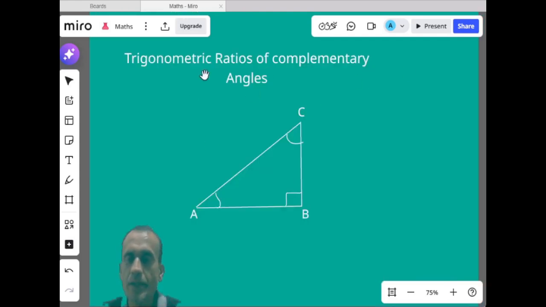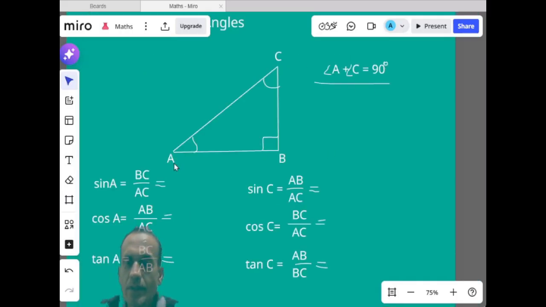Now we go to the next section, that is trigonometric ratios of complementary angles. What are complementary angles? The angles whose sum is 90 degrees are known as complementary angles. If you see here, triangle ABC, which are the two angles whose sum is 90 degrees? This angle is already 90 degrees, so we are left with these two angles. Angle A plus angle C is 90 degrees. So A and C are complementary angles.